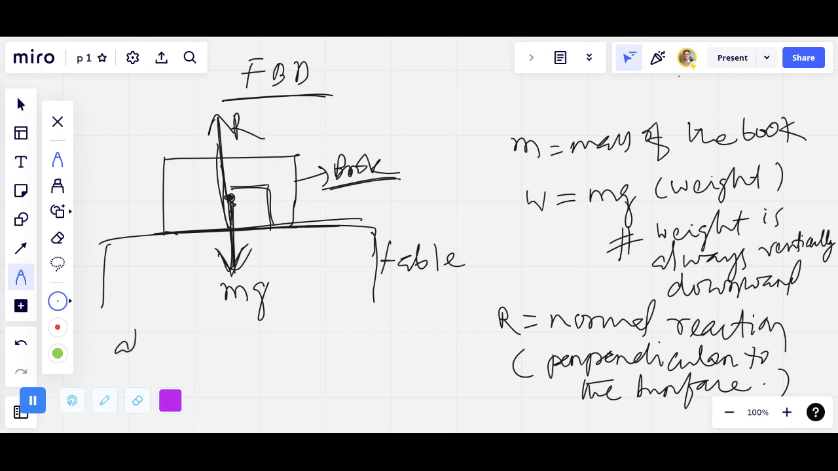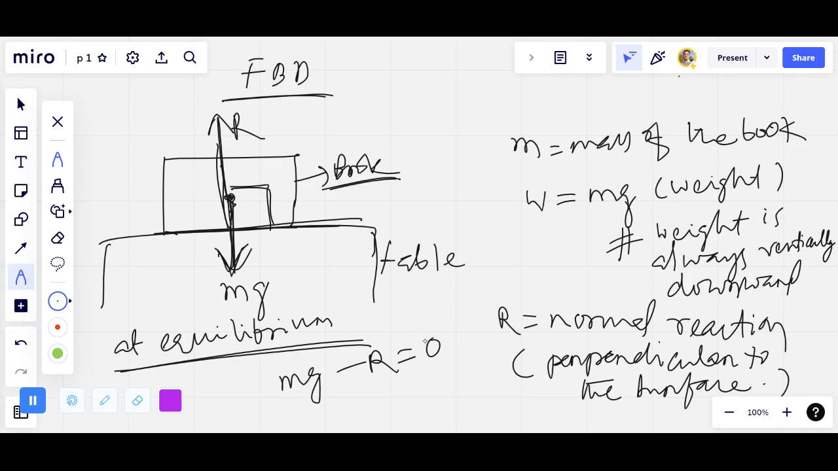So at equilibrium, equilibrium means if I am putting this book and the table is not breaking, or the whole system is not going above the ground. So at equilibrium, the net force will be zero. So what are the forces on this book? Mg is vertically downward, R is upward. So I can write mg minus R equal to zero at equilibrium. So mg equal to R. This is the equation written from this diagram.